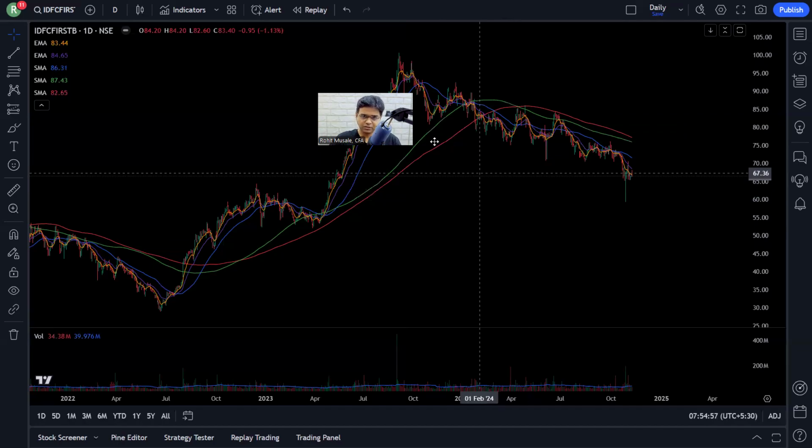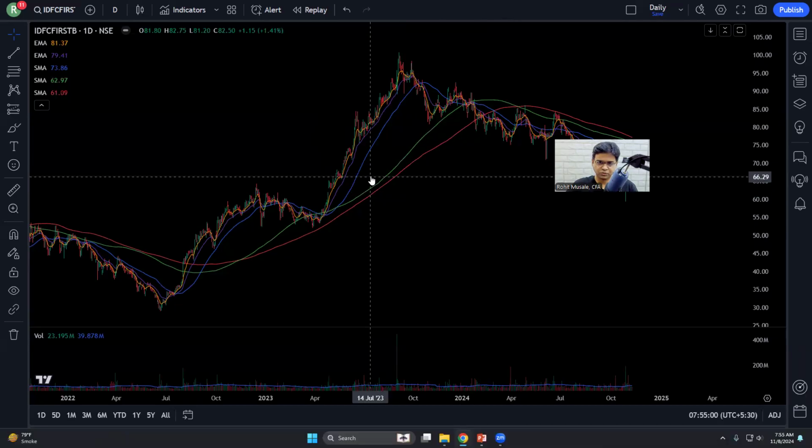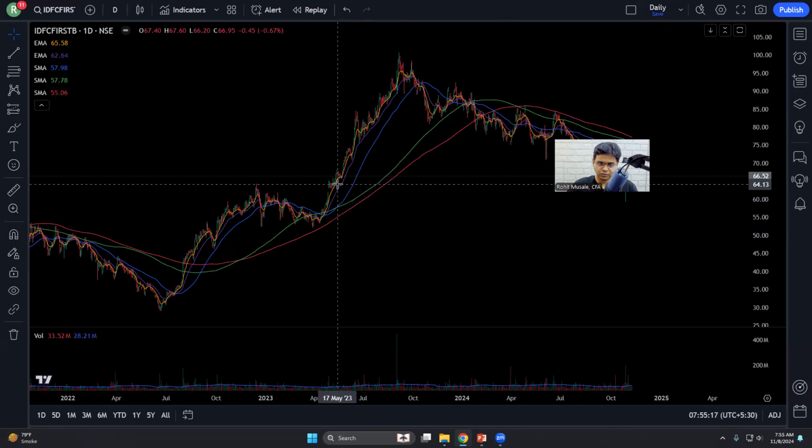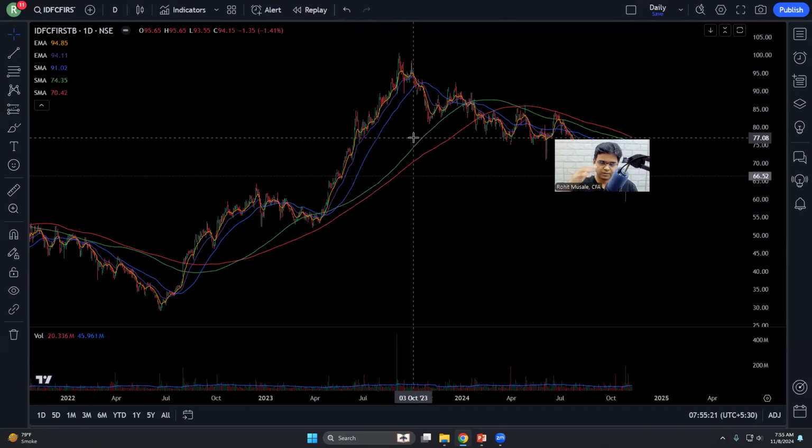Okay, even this stock was in a stage 2 uptrend. If you see blue, green, red, when it entered here on this particular day, the price was above the blue, was above the green, was above the red, and the slope of the long-term moving averages was up. See, the stock actually went from 65 to 100. That's almost a 50% return. Okay, in a stage 2.